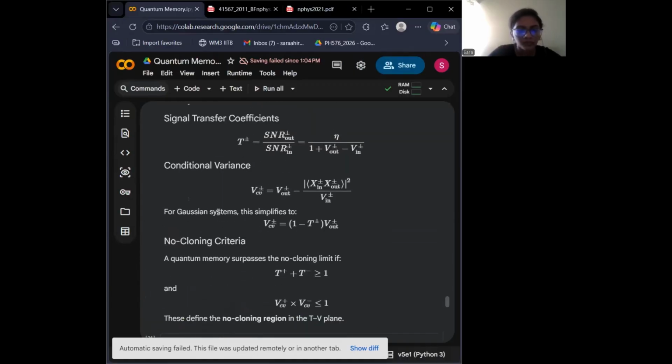Now, the no cloning criteria. You know that a quantum memory is surpassing the no cloning limit, which for the fidelity was 0.68. Now, you know the memory is quantum when the information transfer, which is T plus plus T minus, is greater than or equal to 1, and the quantum correlation, which is VCV positive times VCV negative, is less than 1. So that gives us a good enough, beautiful block to work upon, to see if the memory that we have got is completely quantum or if it is quasi-quantum or quasi-classical.